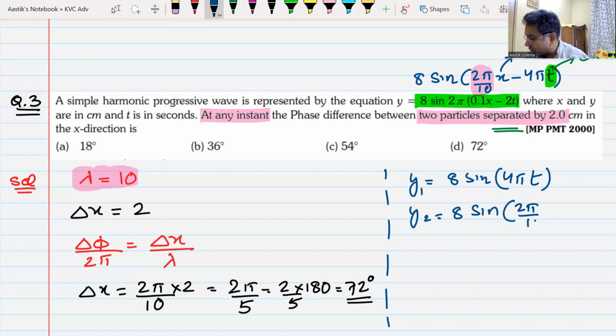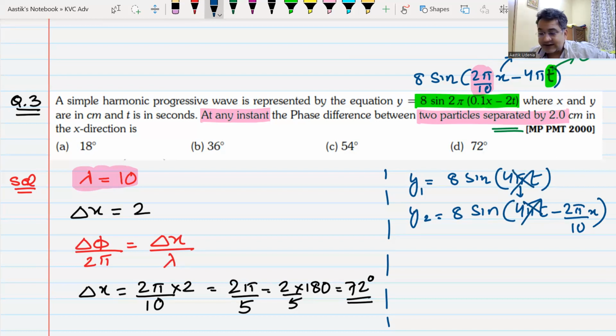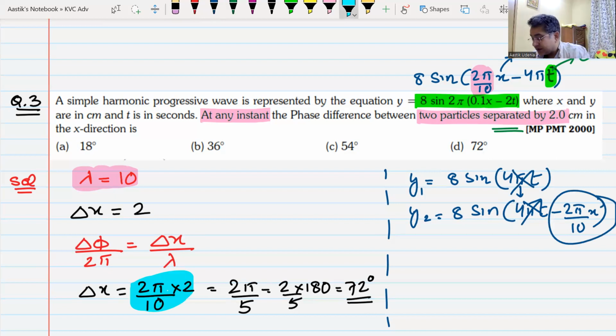2 pi by 10 into 2 plus, oh, I will have to write it in the same form. So 4 pi t minus 2 pi by 10 into x. I've just switched over the sign. I just want to find out the phase difference, nothing else. Now, if you subtract these two, this time factor will get cancelled out, and this would be the phase difference, which is what exactly we got from that answer of phase difference versus path difference. So the actual way of finding the phase difference is this.